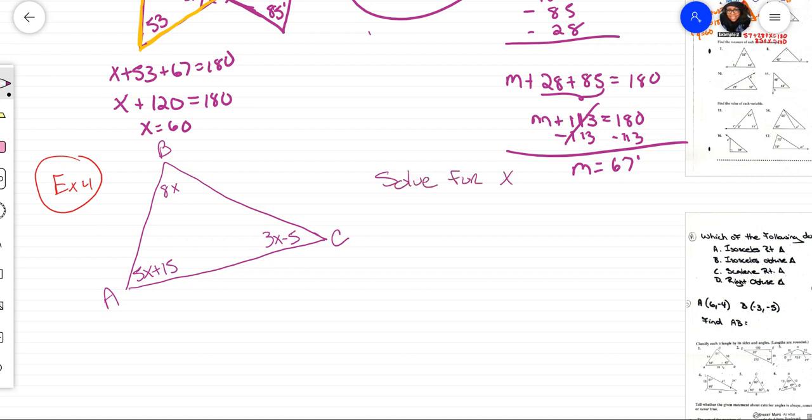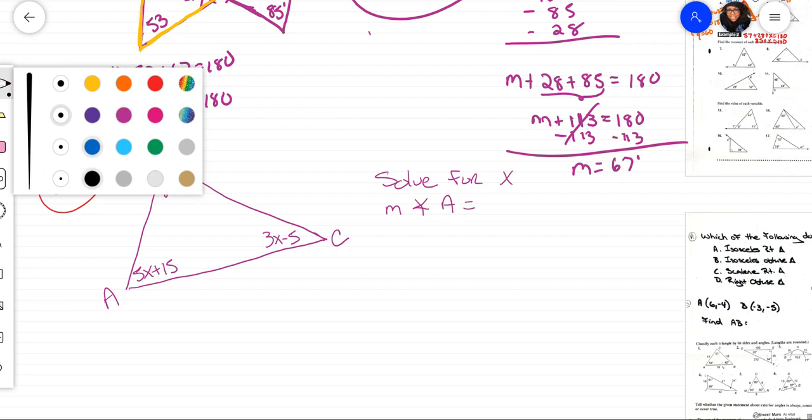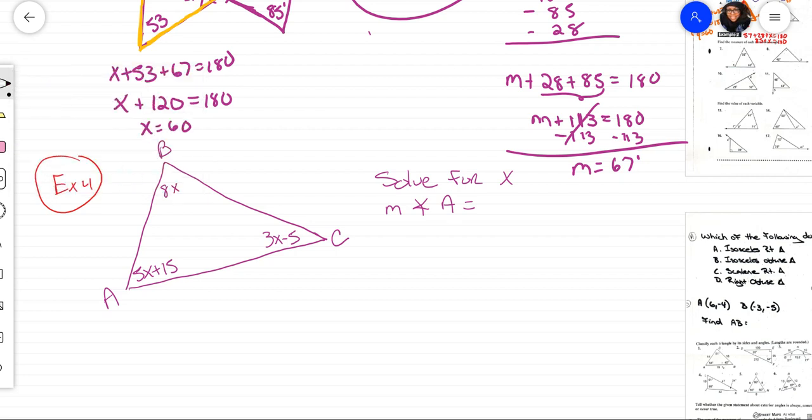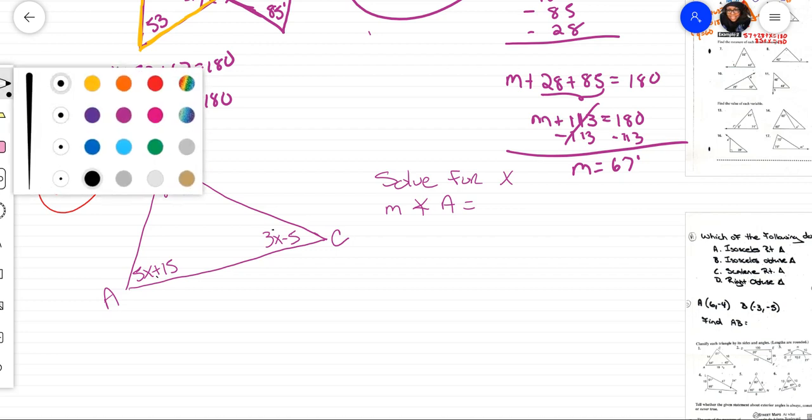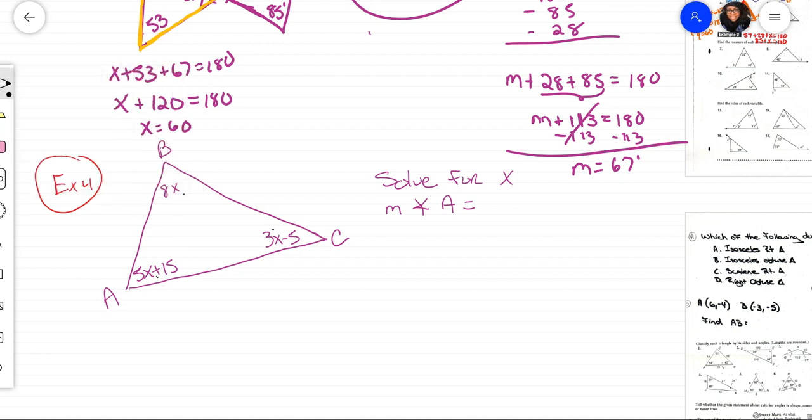And I also want you to find, let's say, the measure of angle. Let's go with angle A. So if I ask you to solve for x here, what you need to do is think about what you know about these angles. You know that 1, 2, 3, when you add them up, that has to equal 180.